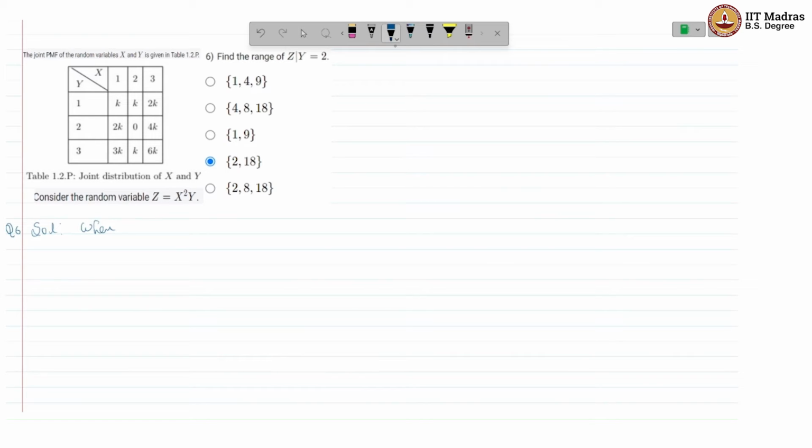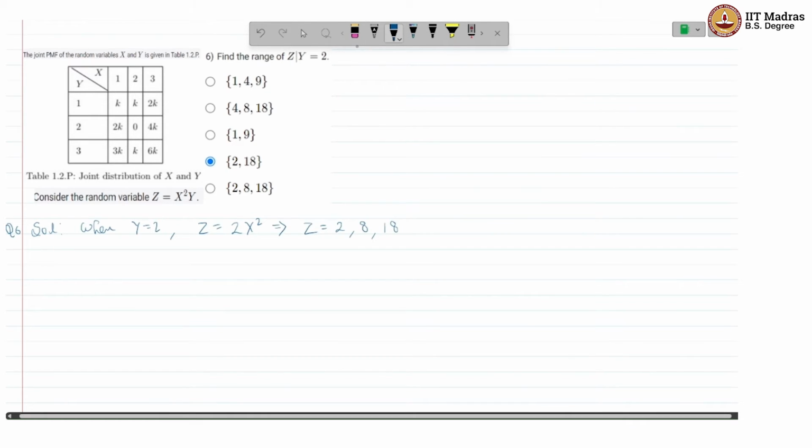So when y is equal to 2, z is equal to 2 times x square. And what are the values x can take? X can take value 1, 2, 3. So the values z can take are 2, 8, and 18.